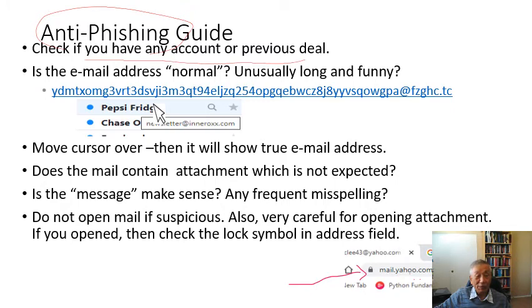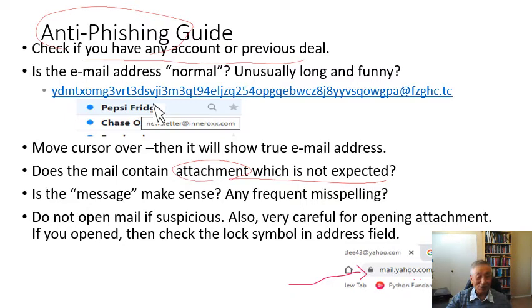Then, does the mail contain any attachment that is not expected? If someone says, I'm attaching my documentation for you, or the picture there, or you are expecting that, then it's okay. But if something is attached unexpectedly, then it is suspicious. So it's best that you don't open it. If you don't open it and it was important enough, then later the other person will send it again with a proper message.